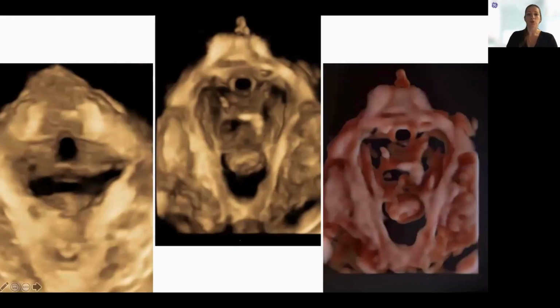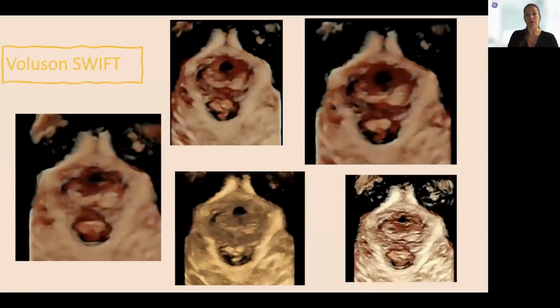Here I will show you how different rendering modes can be used in order to assess pelvic floor. We see here the urethra, vagina, anus, and ramus here, and you see the same structures on other images. And here I will show you even more how you can manipulate with the ultrasound equipment and with the new equipment as well, and use different rendering modes.